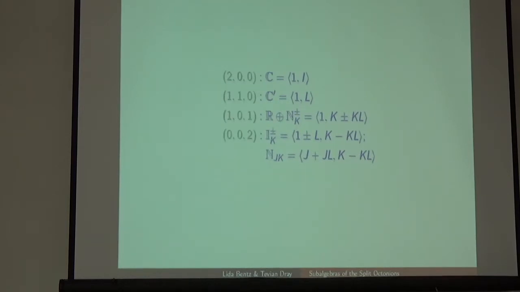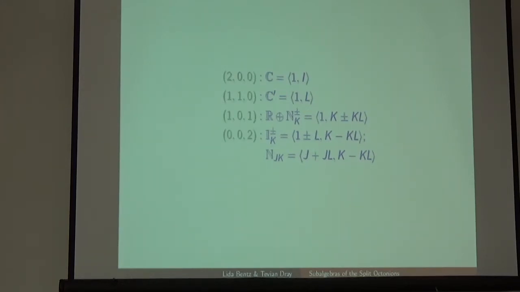So, for example, we have signature 101, where we have the real line summed with the nilpotent element K plus KL, or K minus KL. And we can also extend our signature, so we have 002 signature. So we can take an idempotent element with a nilpotent element and produce the signature, as well as 2 nilpotent elements. So building our way up, here was our 2D.